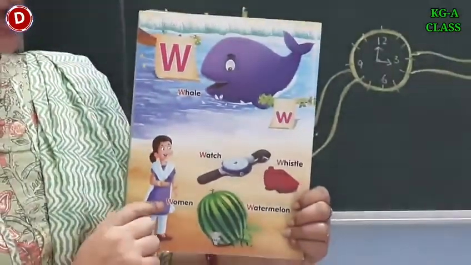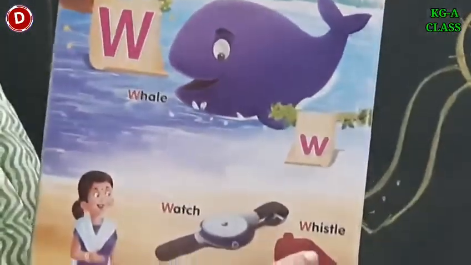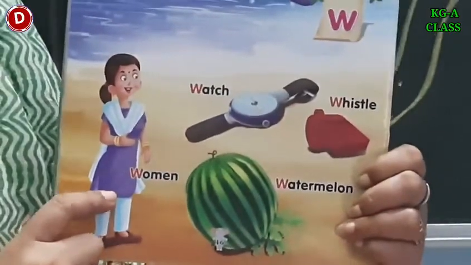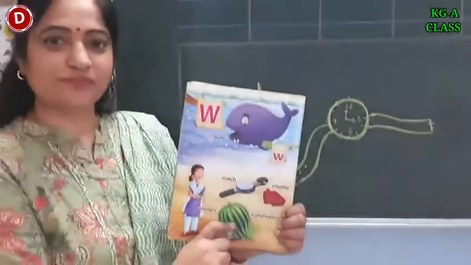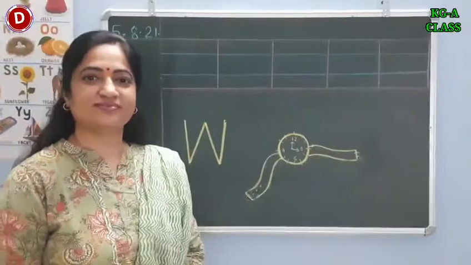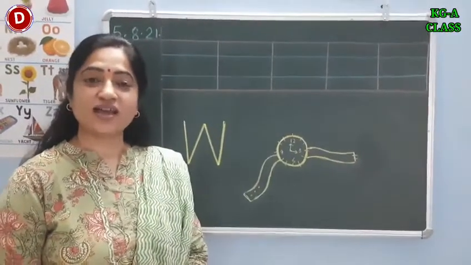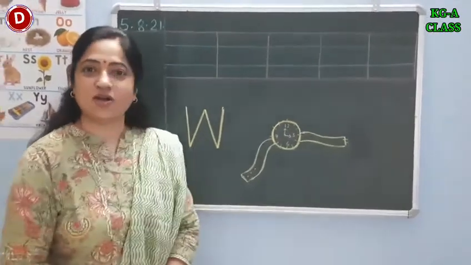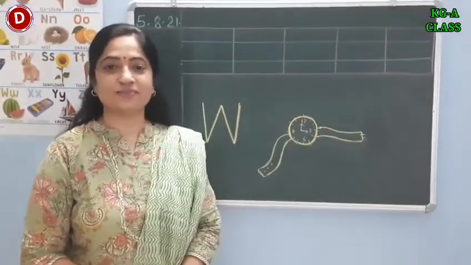Let's say it one more time. W for whale, W for whistle, W for watch, W for woman and W for watermelon. Children, now it's time to learn the song of letter W, the phonic song. So it is like this.